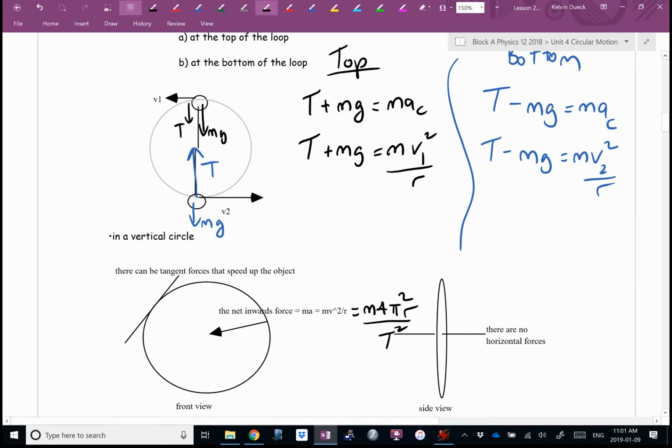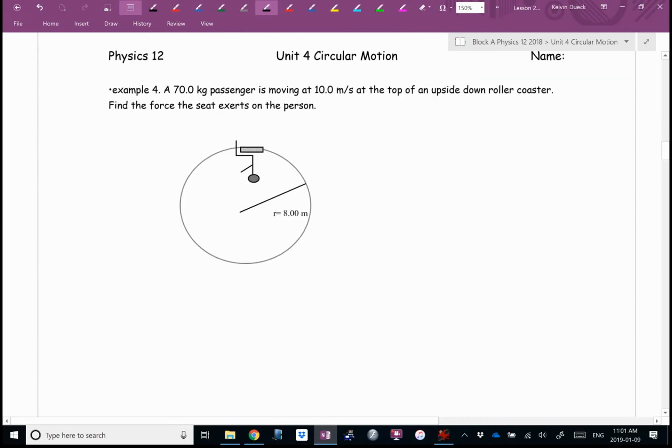Let's do some crunching here. I like example 4.